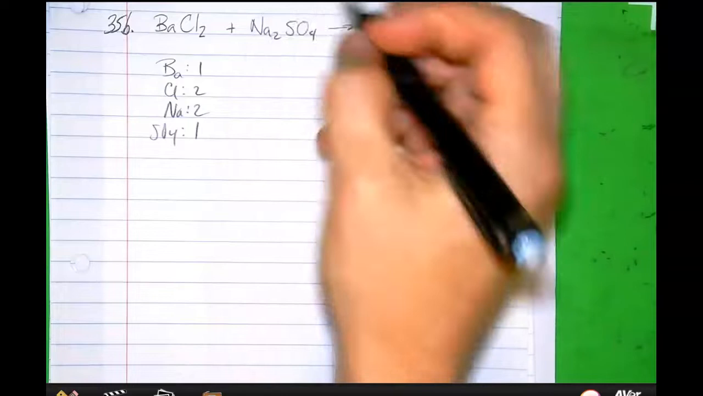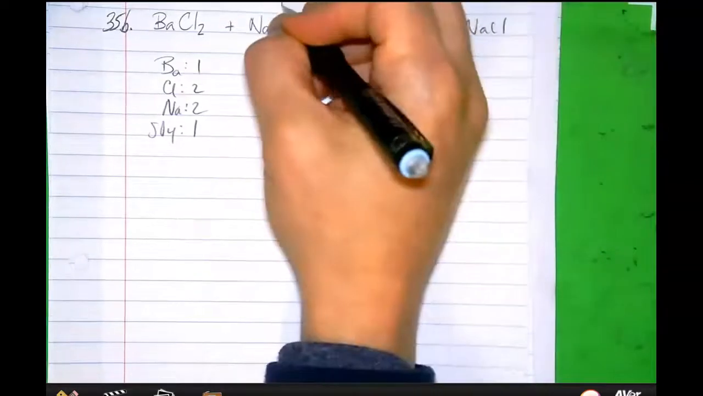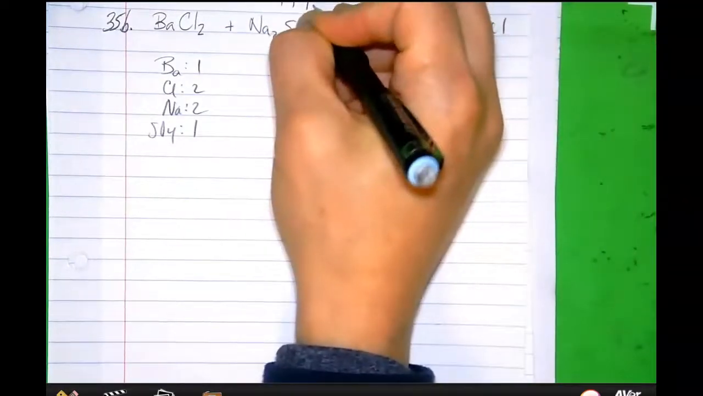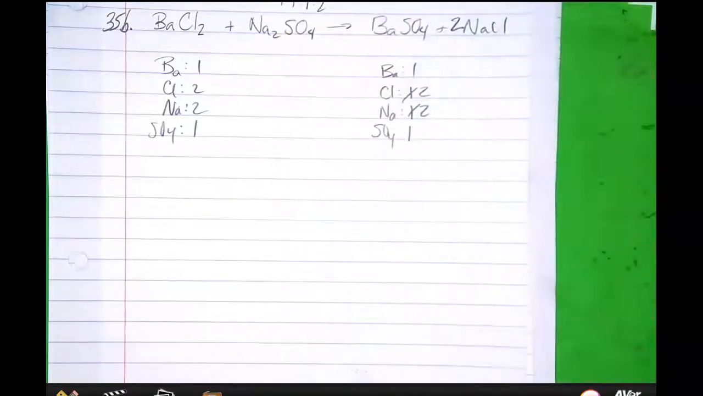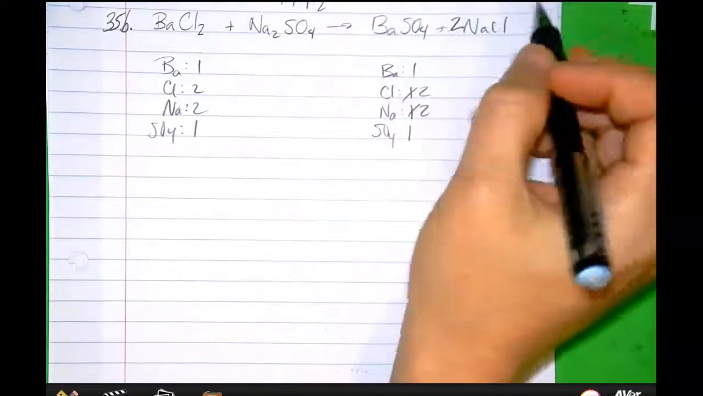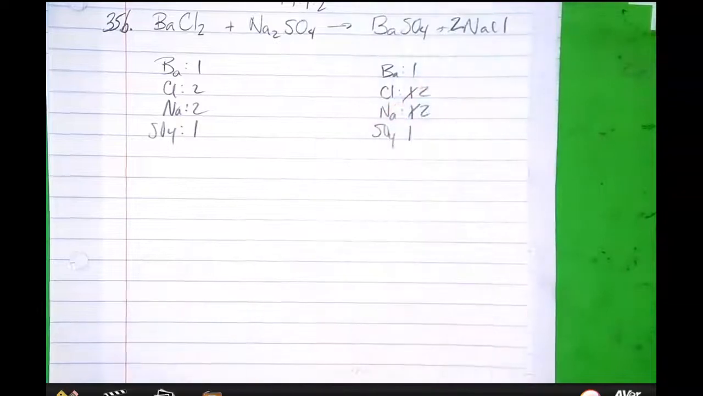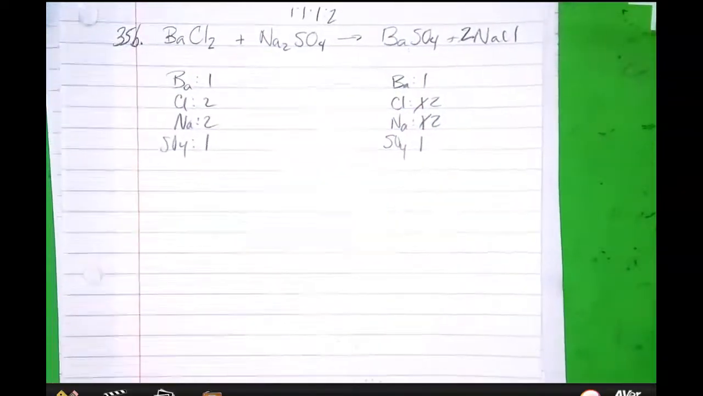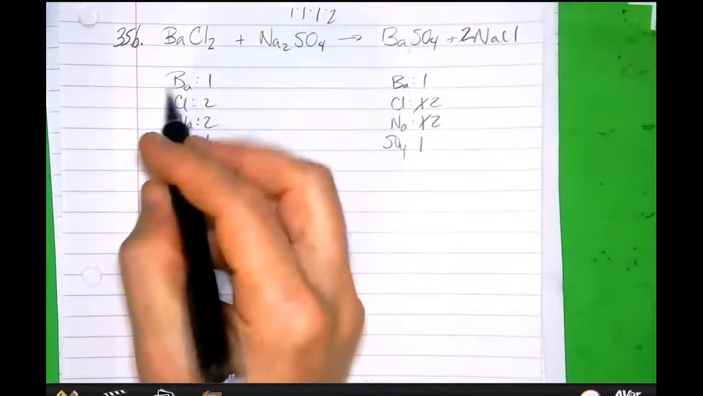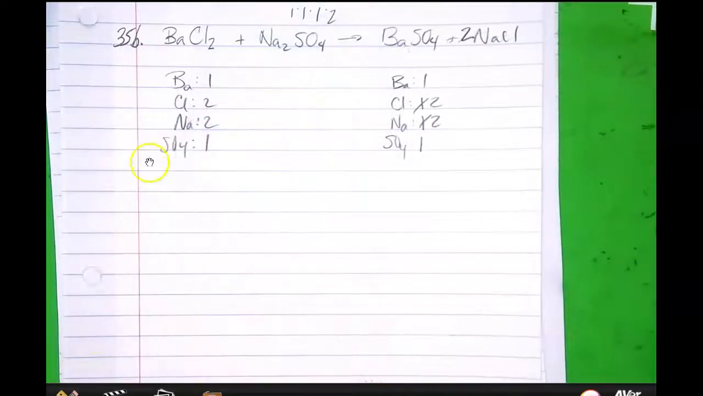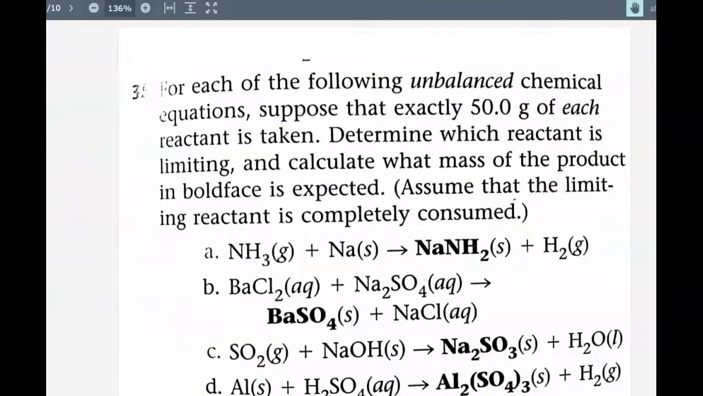So we have a mole ratio of 1, 1, 1, 2. But we're not even concerned about this one because we're trying to convert to this. So our mole ratio for both is going to be a 1-to-1 ratio. So that should be pretty easy. We're going to convert both of these. The problem said that we have 50 grams of it, so of both.